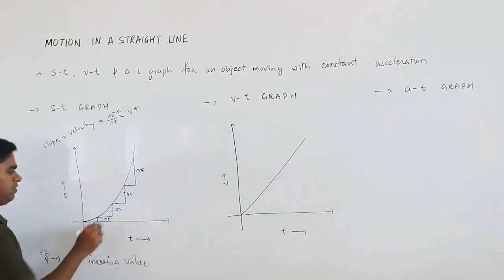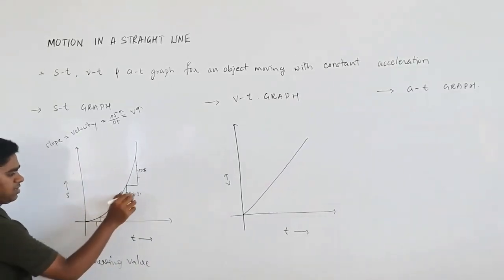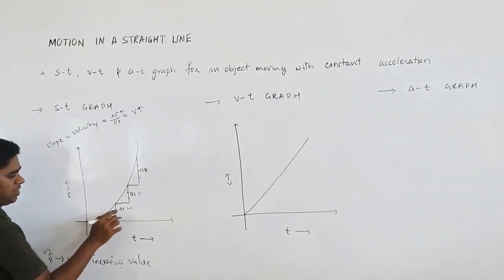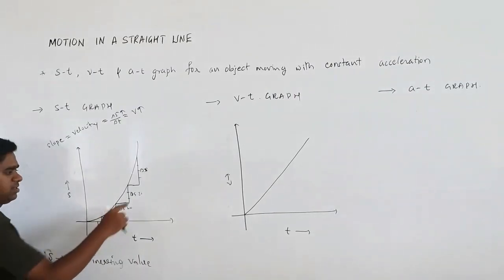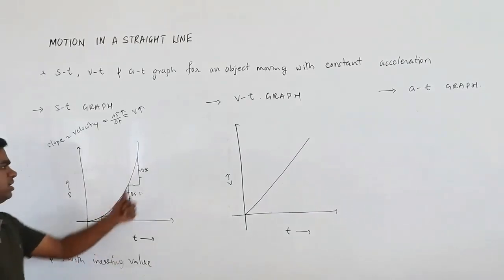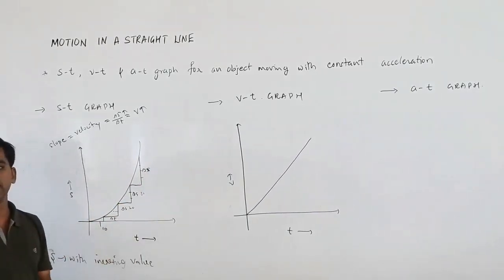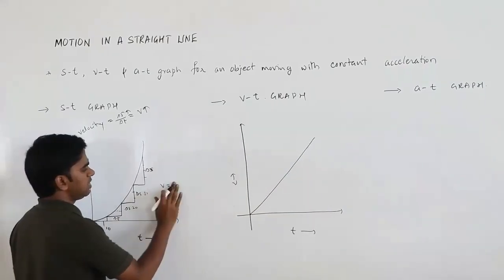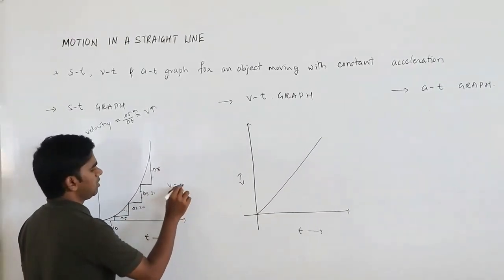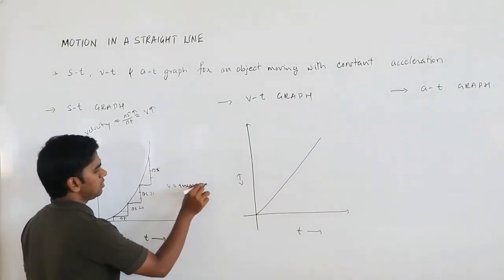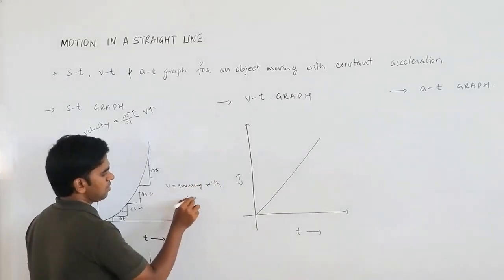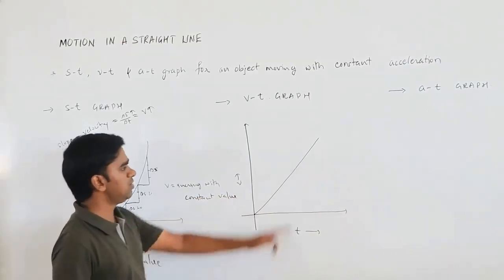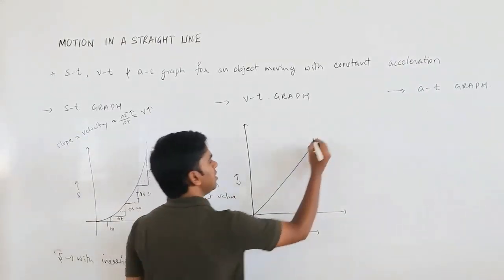So if here it is 20, here it is 30. 20 minus 10 will give 10. 30 minus 20 will give 10. 40 minus 30 will give 10. So your velocity is increasing with a constant value. That is why you will get the slope over here. This is the graph.